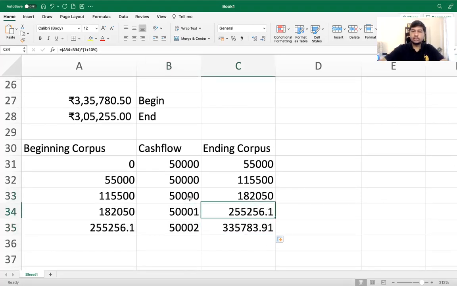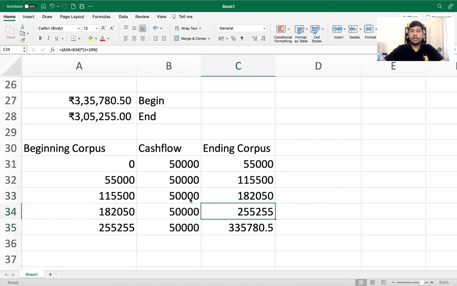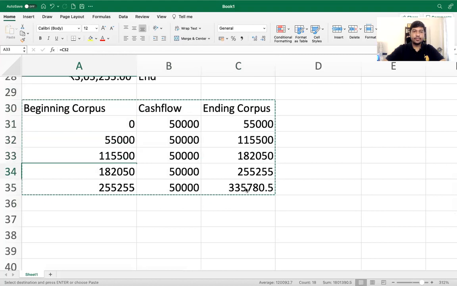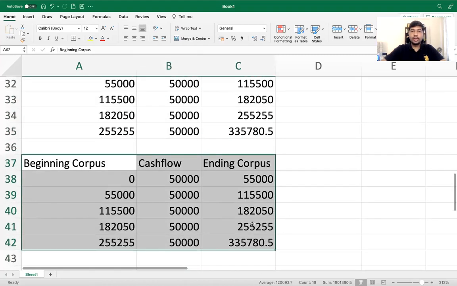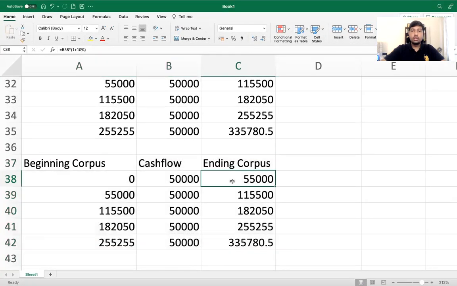Okay. The reason you're getting this answer is because here, since I dragged it, the number changed a little bit. Now, if you see, if I make it all 50,000 rupees, so I'm getting 335,780.50. This is how the things are happening in the background. Now, if I want to give the same effect for a set end, what I simply have to do is, now here, since I'm beginning the cash flow at the end of the year, I will not be earning any interest over here, right? So I will just remove this 10%.